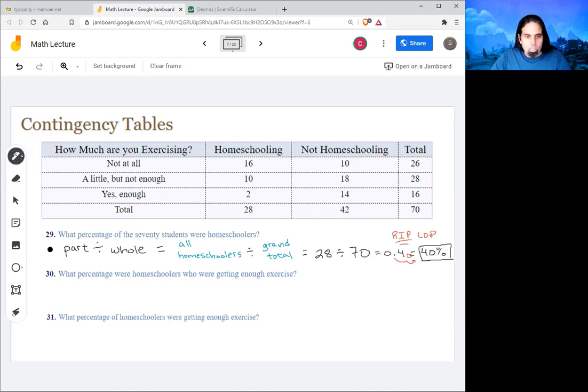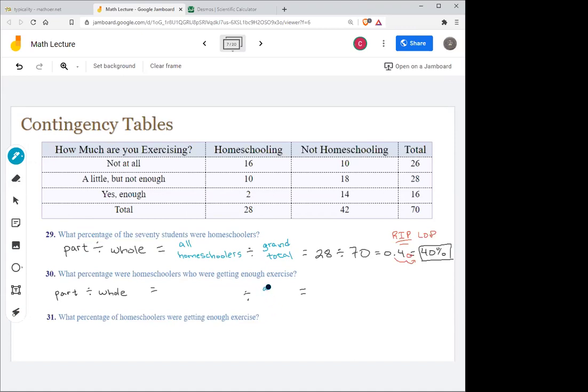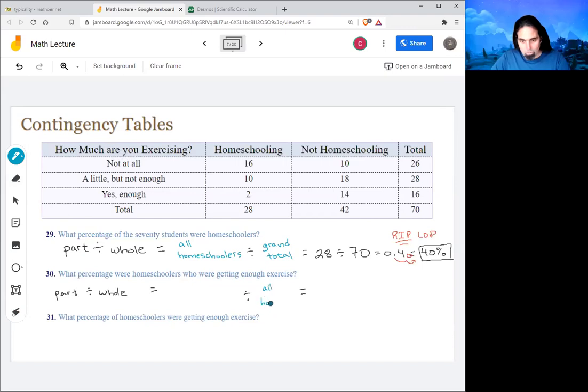Now we're going to be trickier. So we still have a part divided by whole. What percentage were homeschoolers who were getting enough exercise? So first, let's just think about what's my whole in this situation. That's not the grand total anymore. Would it be 28? Yeah, it is only the homeschoolers. It's the 28.